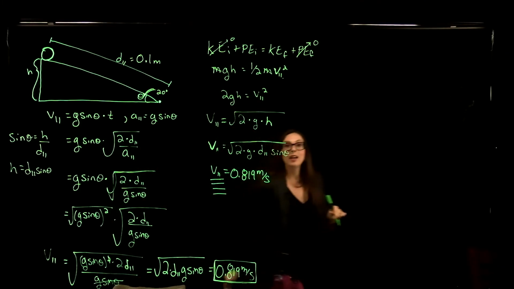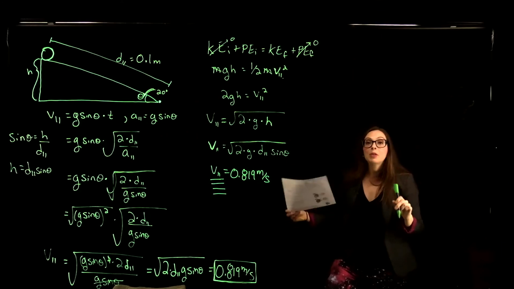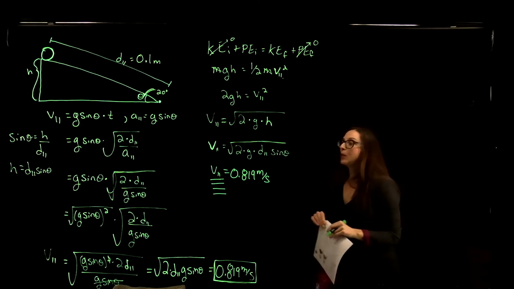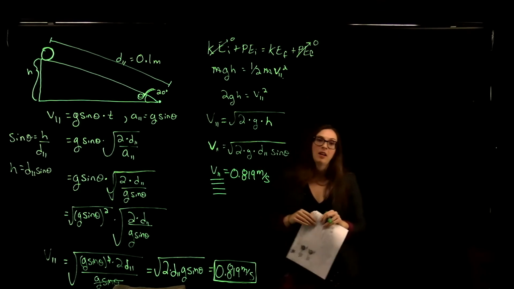So let's find what the velocity of the ball at the bottom of the ramp should have been whenever we take into account rotational kinetic energy.